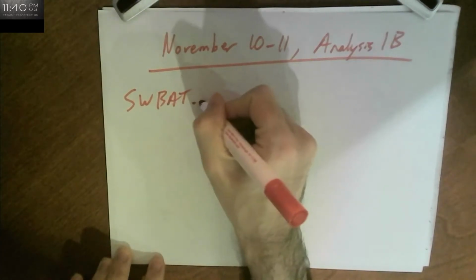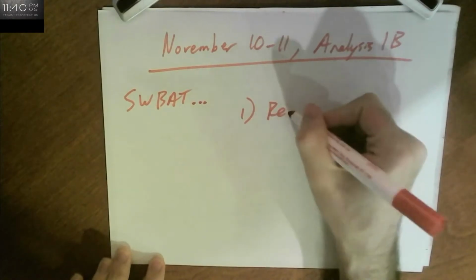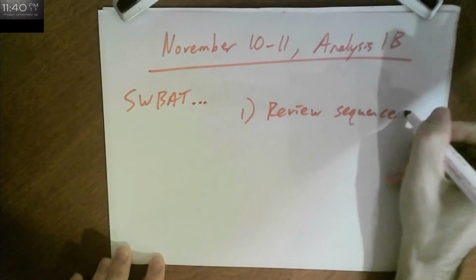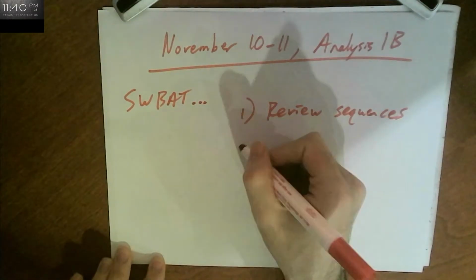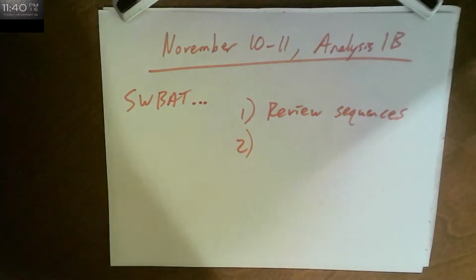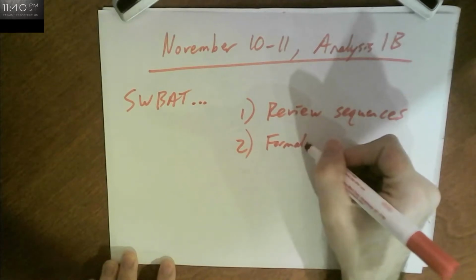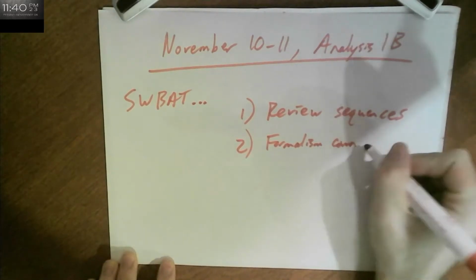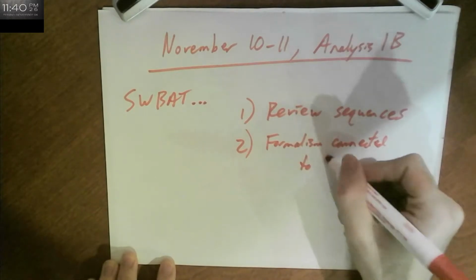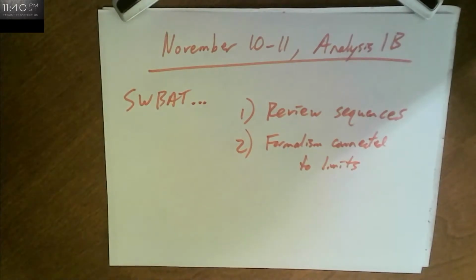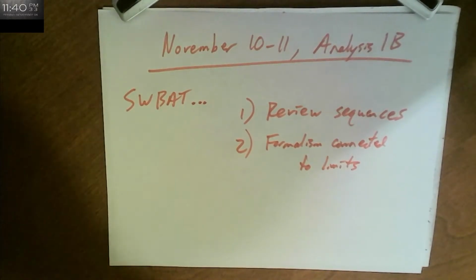Students will be able to review sequences first. We're going to talk about a few new theorems about them. We're going to be specific with some formalism connected to limits, because now we've done limits formally in Analysis 1A, so we can use limits as we're talking about sequences now, whereas when you did sequences in pre-calc, you were a little sketchy on them.